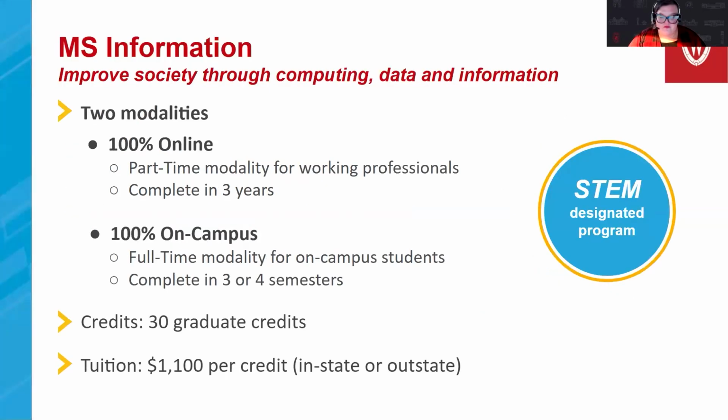So we'll go high-level overview. What is the MS Information program here? It's to improve society through computing, data, and information. And for this particular program, there are two modalities. One is 100% online. It is usually done part-time for working professionals. Usually it is completed in 3 years. The other modality is 100% on campus, and that is usually full-time for on-campus students, and you usually complete it in about 3 to 4 semesters.